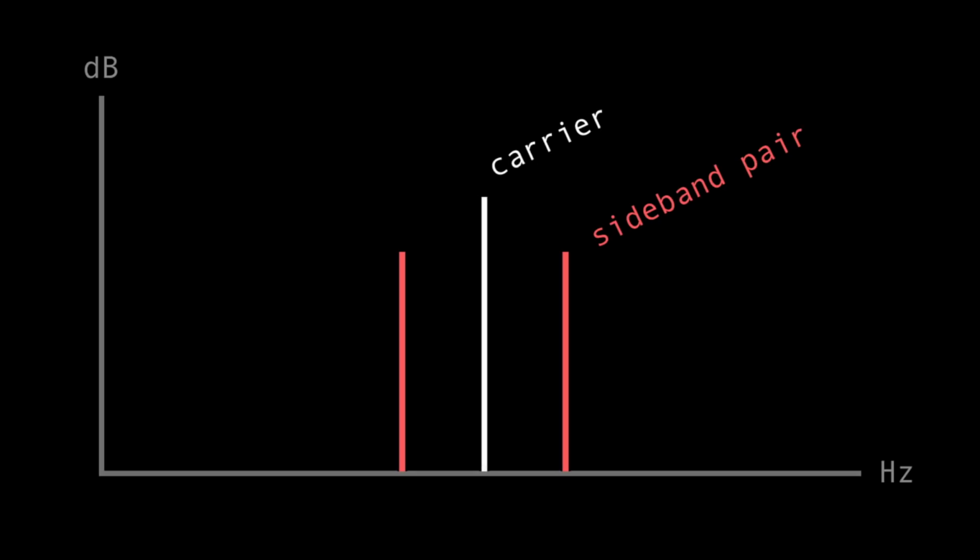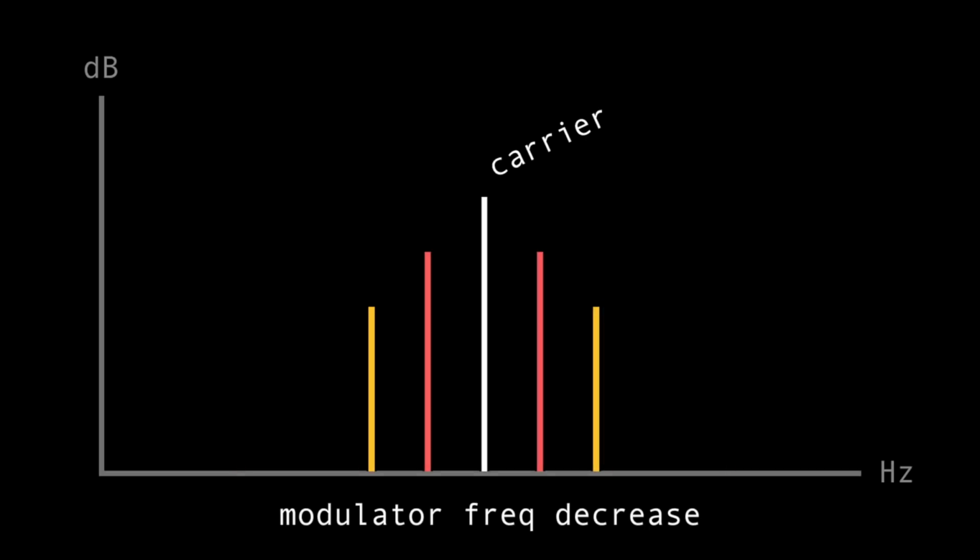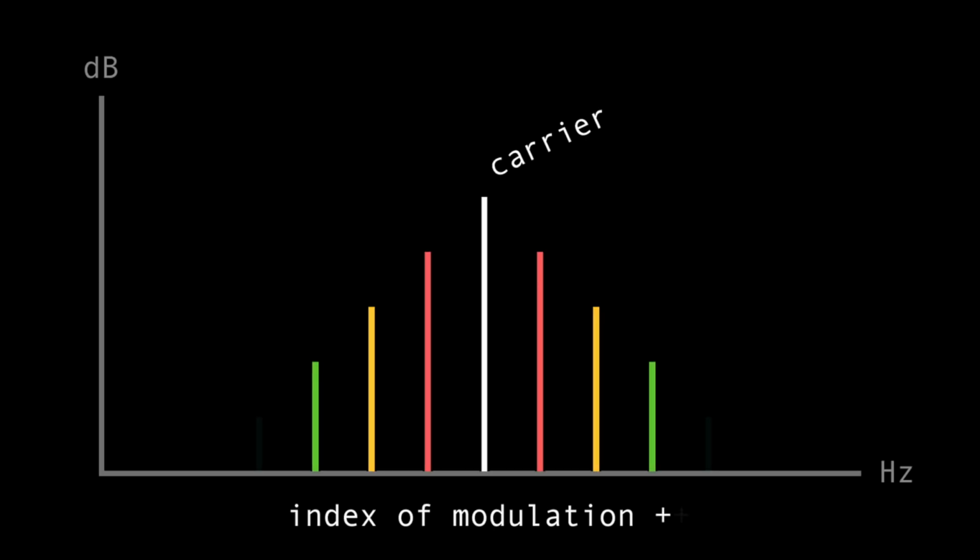FM synthesis creates additional frequency components in the output spectrum called sidebands that appear in pairs on either side of the carrier frequency. Where these sidebands appear depends on the frequency of the modulator, and the number of sidebands that are present depends on a factor called index of modulation, which is directly proportional to the amplitude of the modulator.